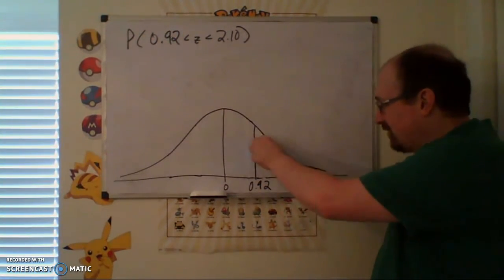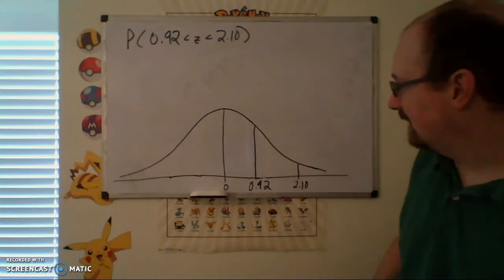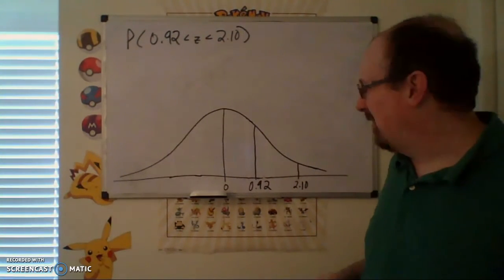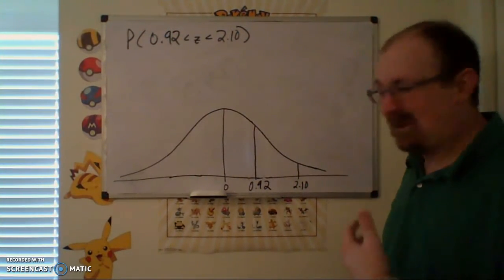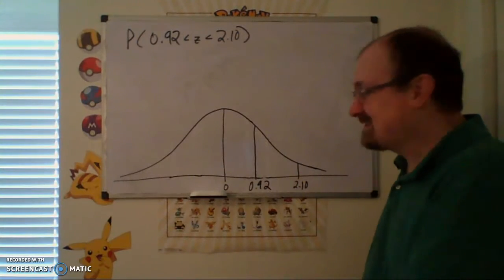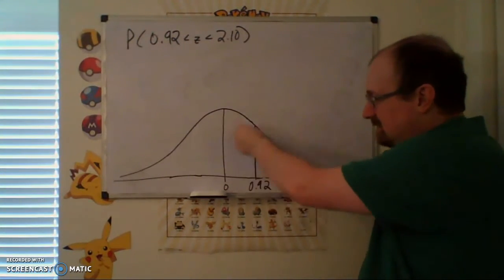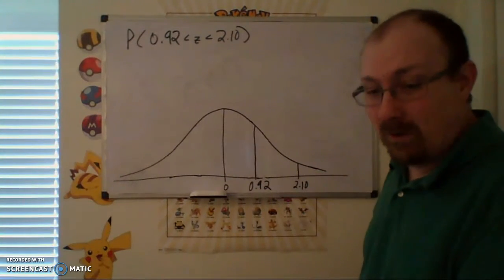So looking at our picture, we're actually after this kind of cordoned off chunk right here. So it may feel like, well, can we find a way to work the zero stuff back in? And again, the picture kind of points us in the right direction. You may notice this area that's right here, that's exactly what we would get if we looked up 0.92 in our body table.